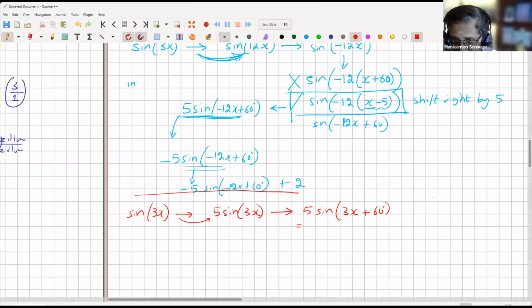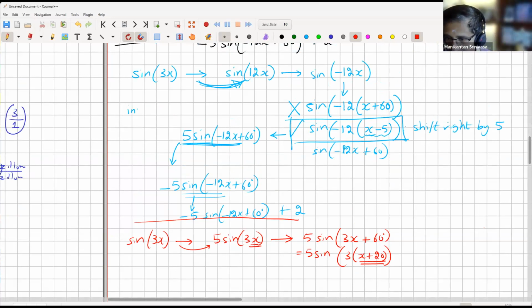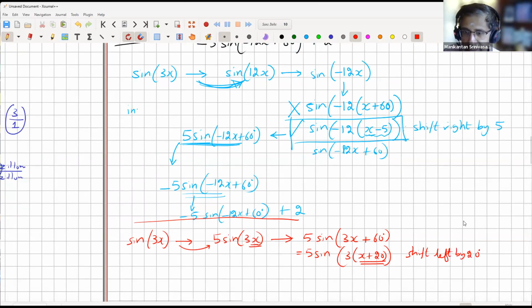Effectively, this is nothing but 5 times sine of 3 times x plus 20. So the x here is getting replaced with x plus 20. So it's shifting left by 20. It's shifting left by 20, correct? So this step is shift left by 20. Okay. So I have 5 times sine 3x plus 60.